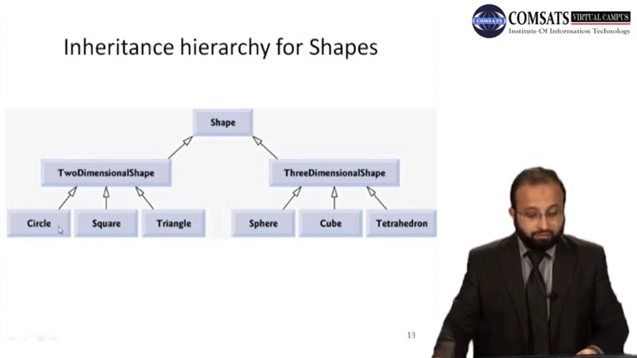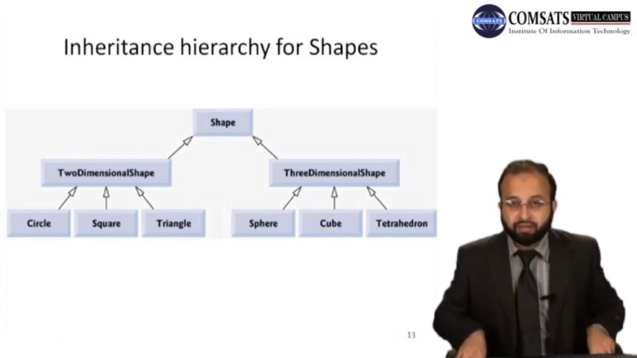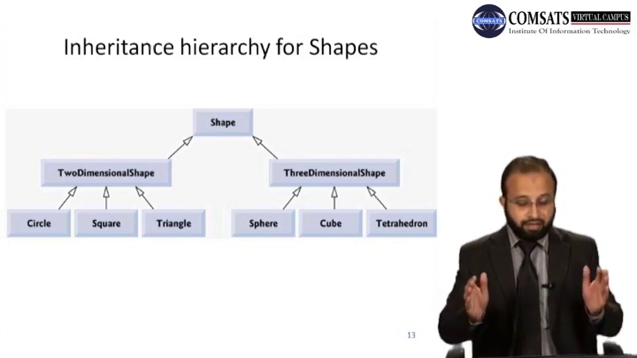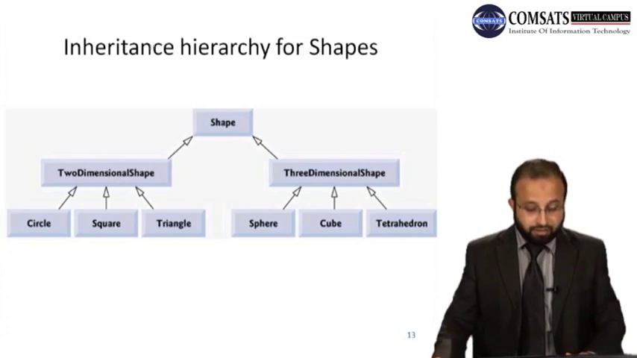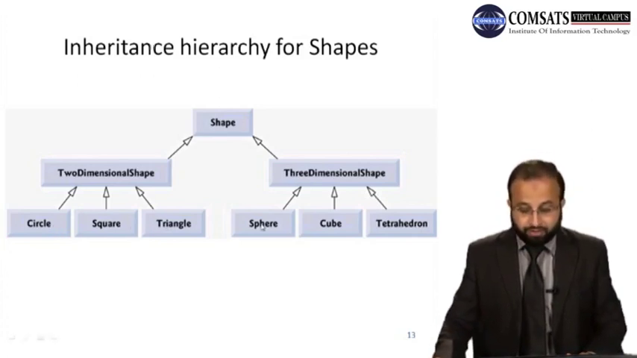So circle is derived from two-dimensional shape. Similarly, square is derived from two-dimensional shape, and triangle is derived from two-dimensional shape. So ये तीनों जो है हमारे पास two-dimensional shapes हैं, ठीक है. So इनके जो common attributes होंगे, they are in the two-dimensional shape class, और इनके specialized जो attributes होंगे, they exist in their own classes, ठीक है. इसी तरह से sphere, cube और टेट्राहेड्रन ये जो क्लासेस हैं these are derived from the three-dimensional shape class.